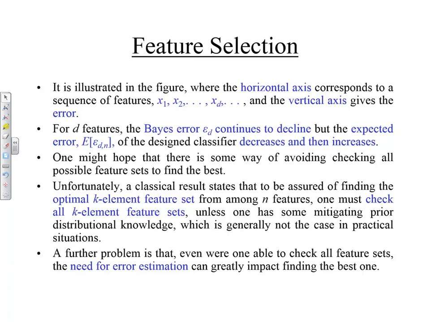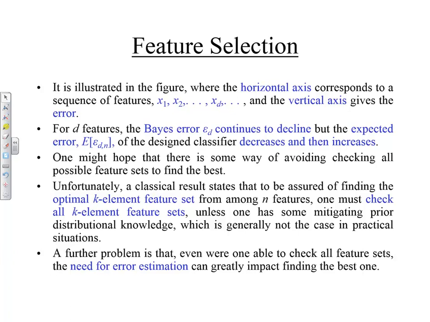One might hope that there is some way of avoiding checking all possible feature sets to find the best. Unfortunately, you cannot do that. There is a theorem, a classic result in pattern recognition, that in order to get the best feature set of size k, you have to check all possible subsets of size k. Somebody has already proven that. A classical result states that to be assured of finding the optimal k element feature set from among n features, one must check all k element feature sets, unless one has some mitigating prior distributional knowledge, which is generally not the case in practical situations. Unless you know something about the feature level distribution, you have no option but to try out each and every feature set of size k.